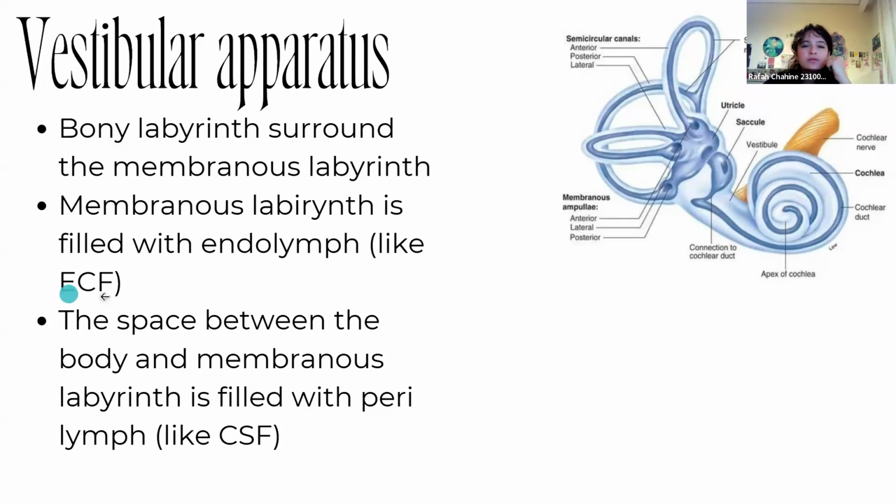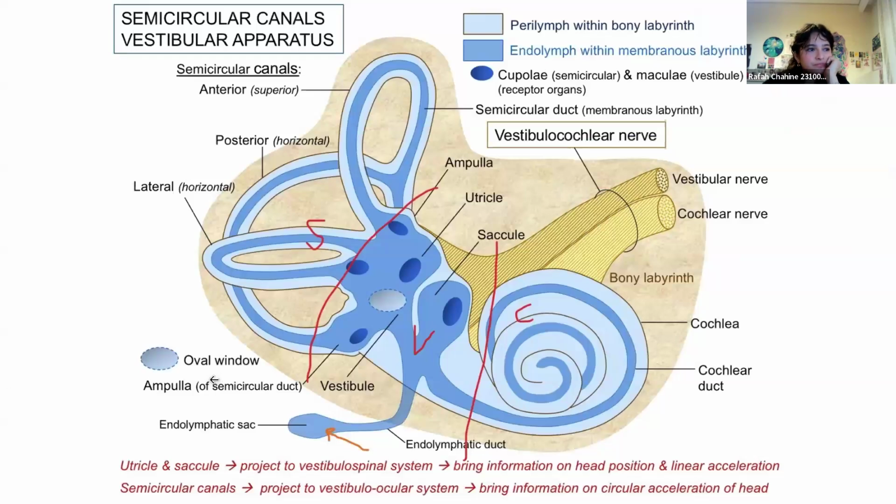Endolymph is like extracellular fluid. We said it's rich in potassium and some chloride, very poor in sodium. You remember? And then the bony part of the cochlea, which is the scala vestibuli and the scala tympani, those are filled with perilymph, which we said is like CSF. Because the rest of the bony labyrinth includes the vestibule and the semicircular canals, those are also going to be filled with perilymph. This is just another representation.